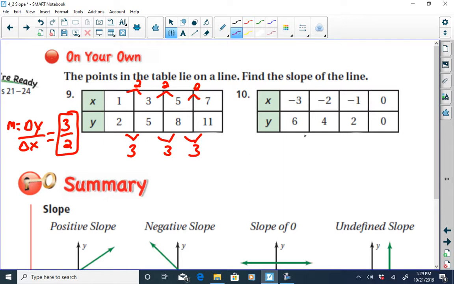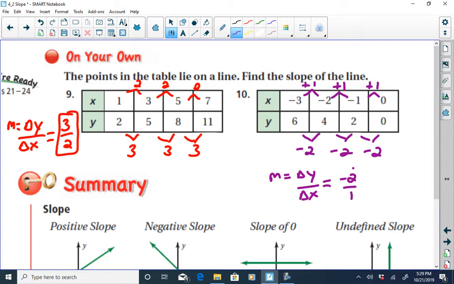All right, let's do problem 10. From 6 to 4, that's a decrease of 2. 4 to 2, decrease of 2. 2 to 0, decrease of 2. From 3 to negative 2, that is an increase of 1. From 2 to negative 1, increase of 1. From negative 1 to 0, that's an increase of 1. So if I write my slope as the ratio of the change in y to the change in x, that's going to be equal to negative 2 over 1, or a slope of negative 2.